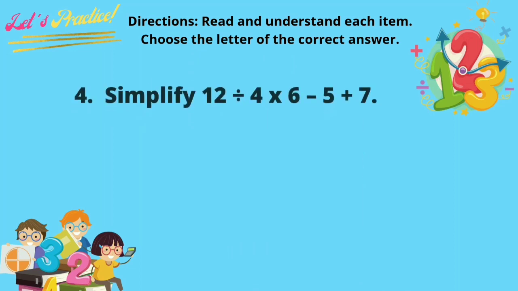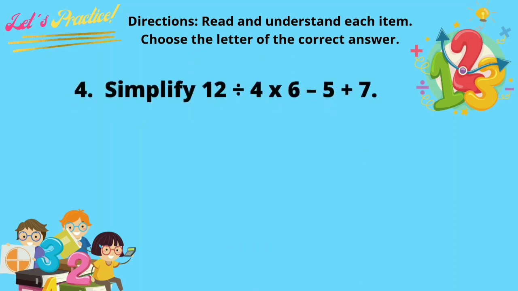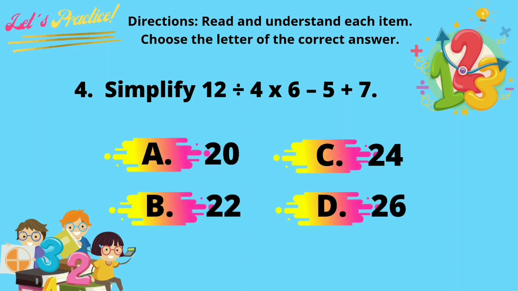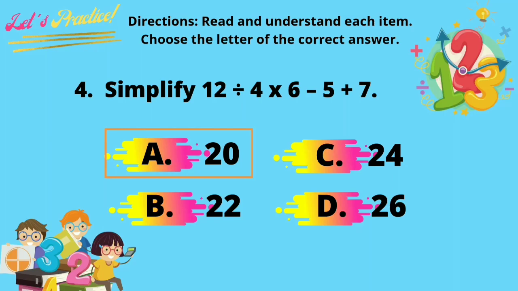Number 4, simplify 12 divided by 4 times 6 minus 5 plus 7. If your answer is letter A, 20, you are right. 12 divided by 4 is 3 times 6, we get 18. Minus 5 is 13 plus 7 equals 20.